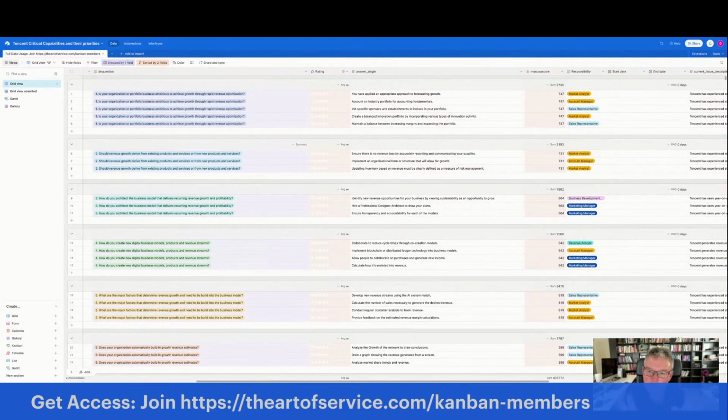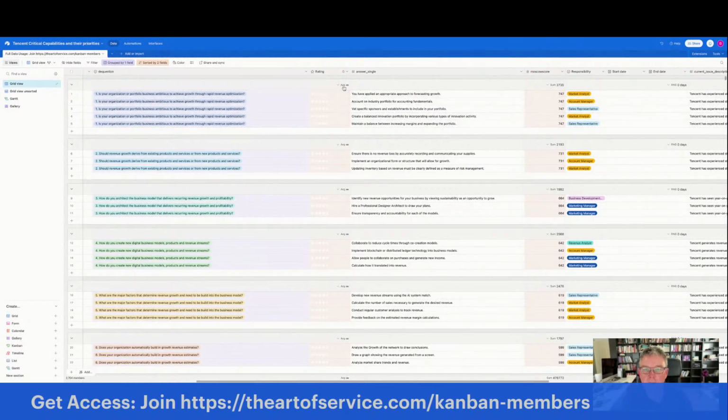What we're going to do now is simply answer these questions in relation to my own organization. So I'm looking at these things. Do we have an appropriate approach to forecasting growth? Can we account on industry portfolio for accounting fundamentals? Do we vet specific sponsors and establishments to include in our portfolio? Create a balanced innovation portfolio by incorporating various types of innovation activity and maintain a balance between increasing margins and expanding the portfolio. Now, this is where it gets interesting.